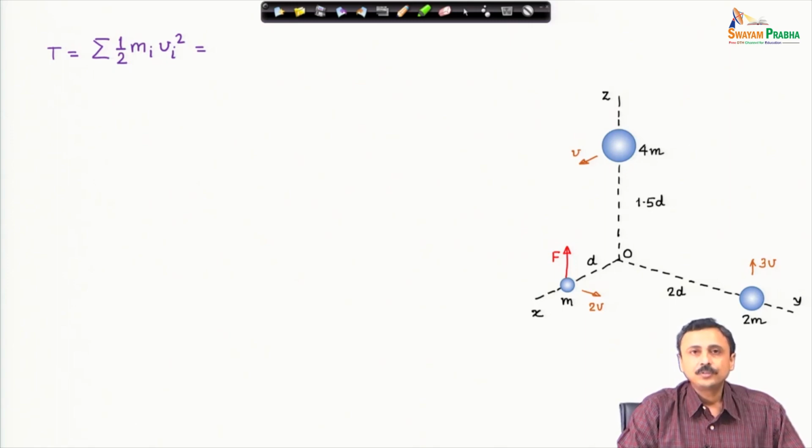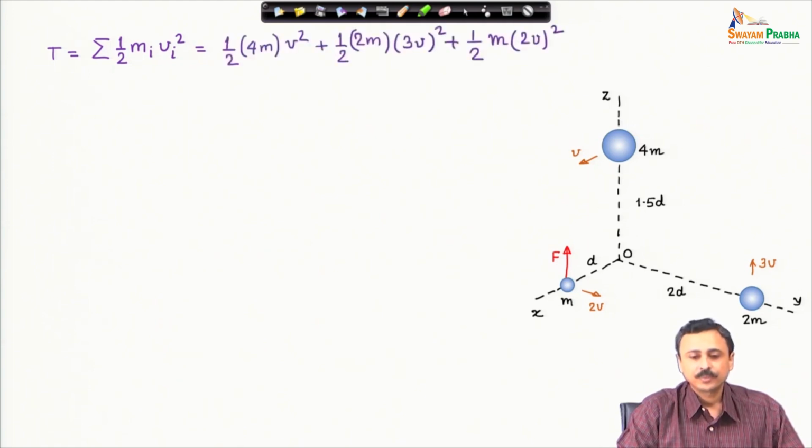Now the kinetic energy of the whole system. It is the summation of the kinetic energies of the individual particles. So, half m_i v_i squared, summed over, and if you do that summation, the total kinetic energy turns out to be 13 m v squared.